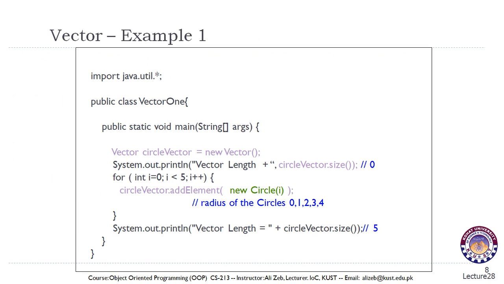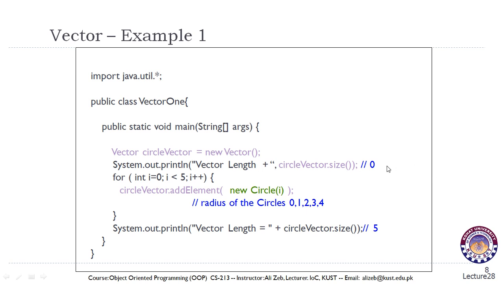This is an example of using the vector, where we can see we have class Vector1 and we have declared a vector, and we want to know the length of the vector. So we have added certain elements, a certain circle as the radius of the circle. So we have 5 circles of different radii, and we want to know the size of the vector. This is what we are interested in.